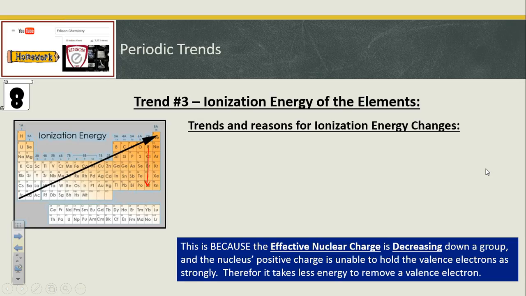Again, it's related to the atomic radius. The smaller the atom is, the tighter it's holding onto its electrons, and it's harder to remove them, and it's easier for an element to steal somebody else's because it's holding on to its electrons very, very well.